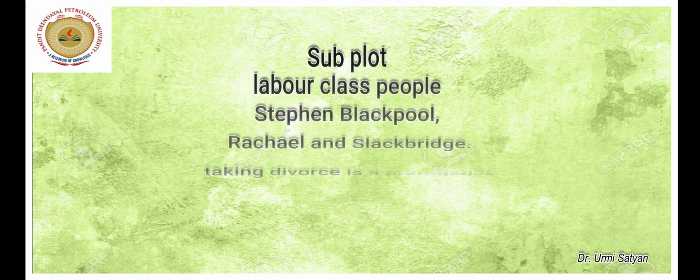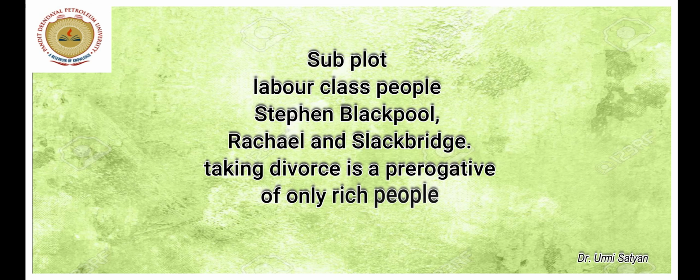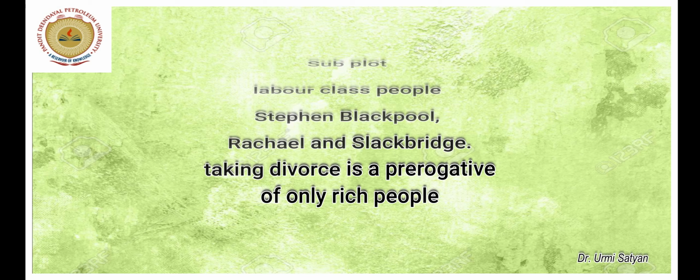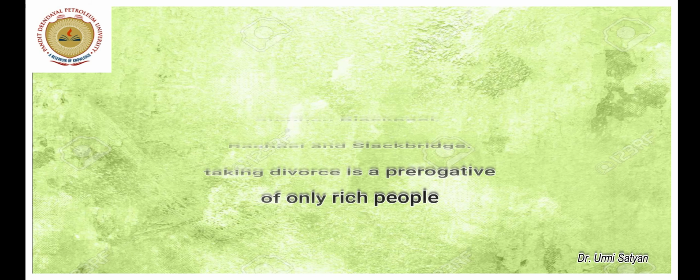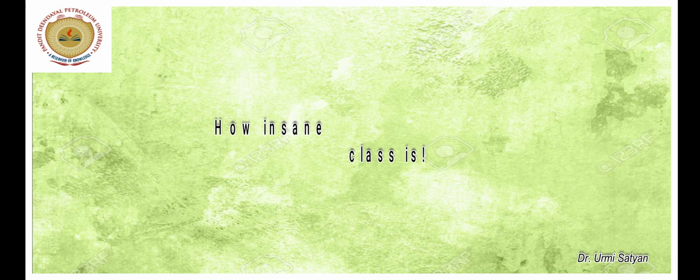The subplot of the novel revolves around the labor class people like Stephen Blackpool, Rachel, and Slackbridge. Stephen is married to a woman who is drug addict, quarrelsome, and remains away from home for months together. Stephen loves Rachel, who is also a factory worker. Stephen consults Bounderby to get divorce from his wife. Bounderby does not leave this chance to make him feel inferior by saying that taking divorce is a prerogative of only rich people. How insanely self-occupied the rich class is.